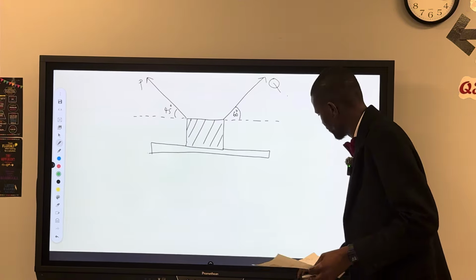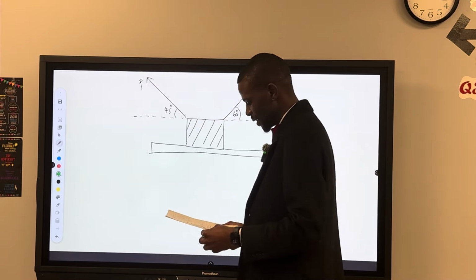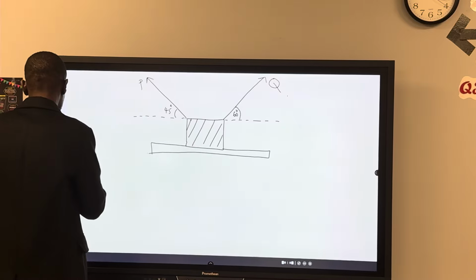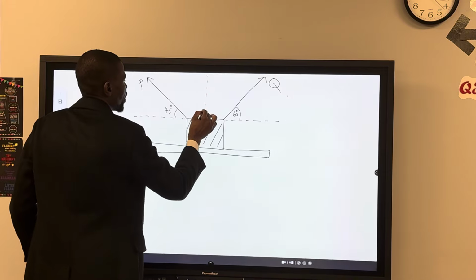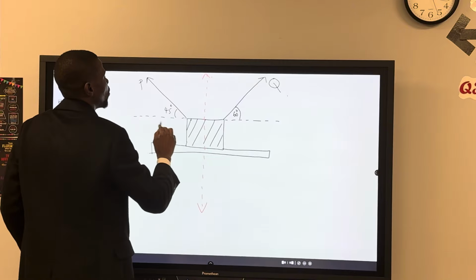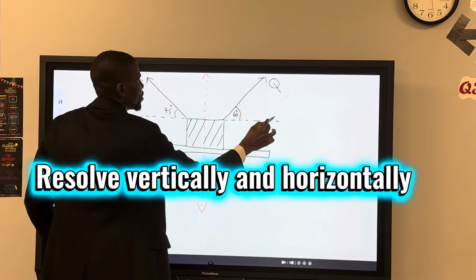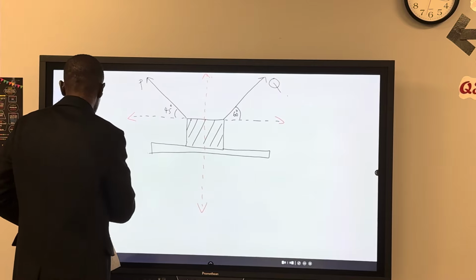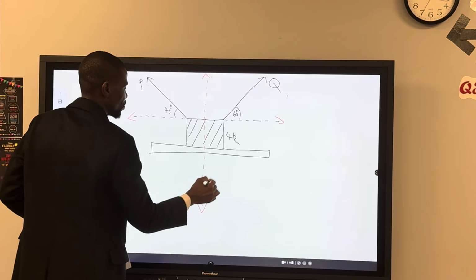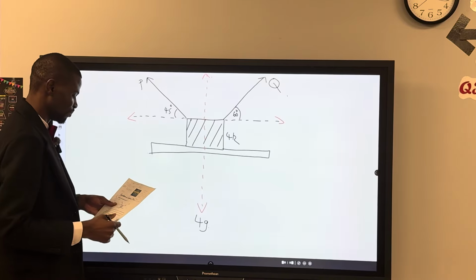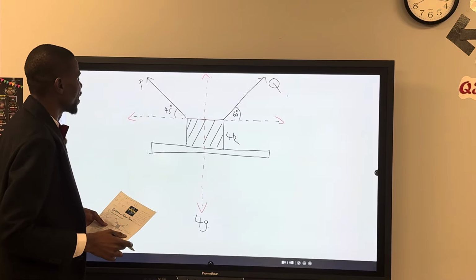Right. So with that being said, now we need to resolve these forces here. Firstly, when we are resolving, we have to resolve vertically and we need to resolve horizontally, right? So to resolve vertically, since this is 4 kgs, it's going to be mass times acceleration due to gravity. So that's 4g, right?